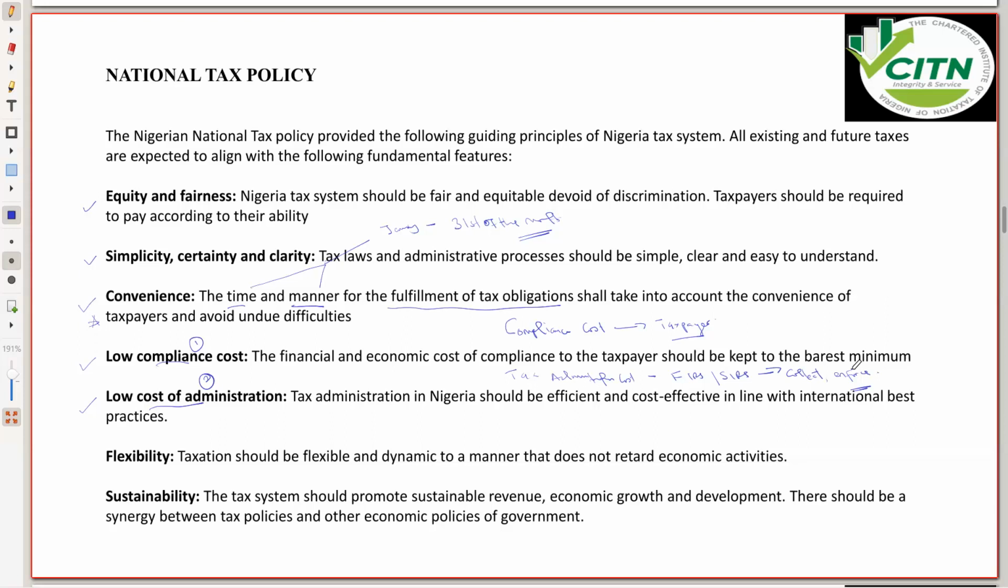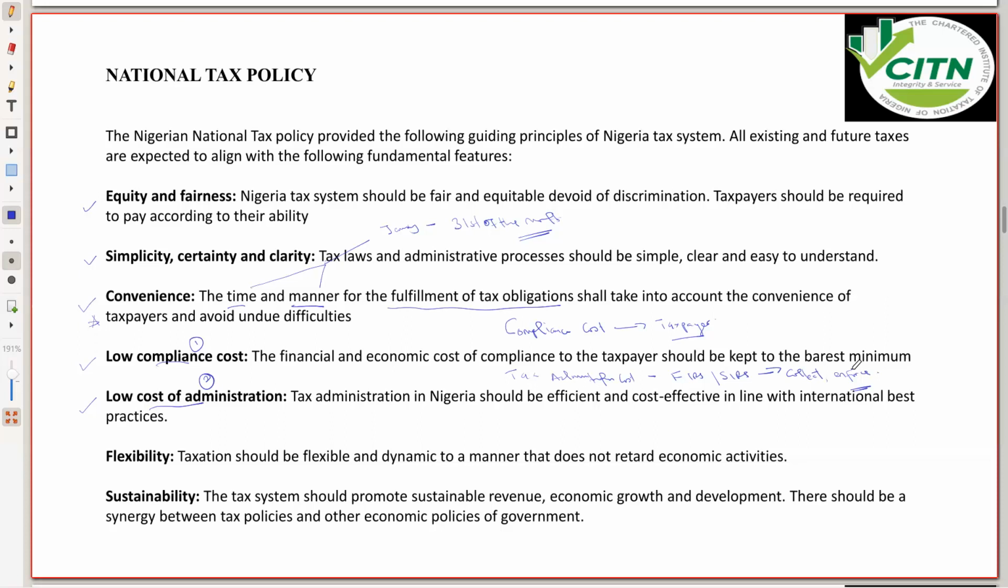We want to ensure that whatever tax we implement promotes sustainable revenue, economic growth, and development. So the government should be able to balance the fact that they want revenue against the fact that businesses need to survive. Businesses need to be able to retain their profit without having to pay everything to the government, so that they can continue to generate revenue and continue to pay tax, because the more revenue they generate, the more tax they're able to pay. So a tax system should encourage economic growth and development within the country, which would then support growth. These are the key principles that guide our tax system.